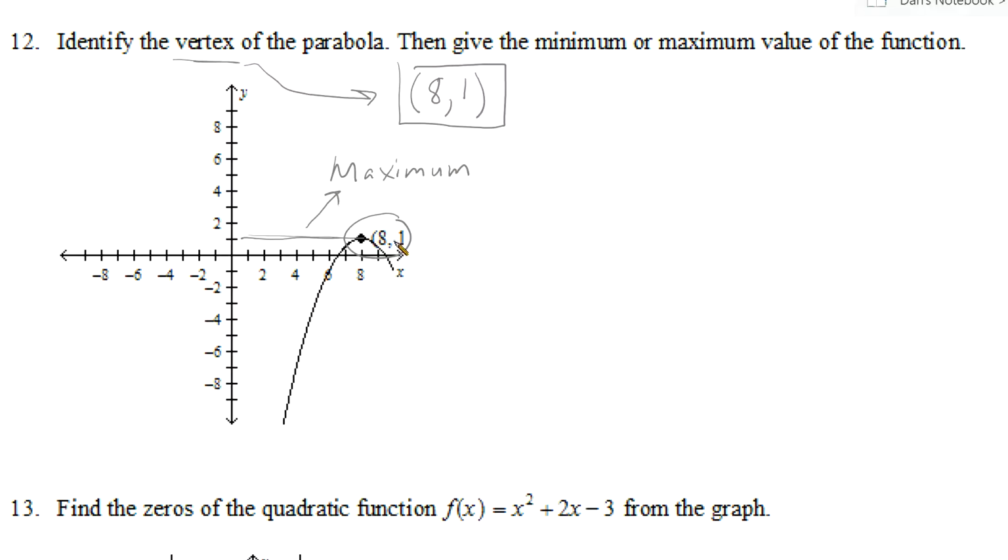And then the height is our y coordinate. So our maximum is at y equals 1. The minimum or maximum will always be y equals something, and it's either the top or the bottom. So it's always going to be that y coordinate.